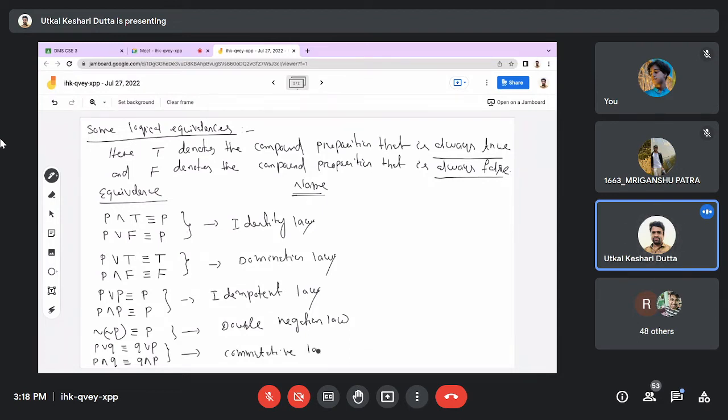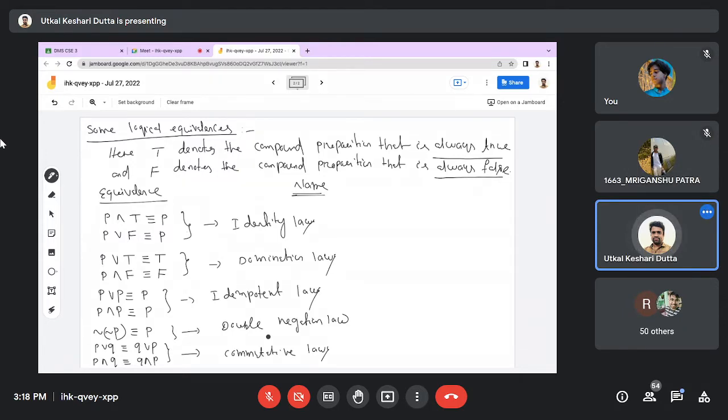Commutative laws. That means addition is commutative, multiplication is commutative, the same way disjunction is commutative and conjunction is commutative. But conditional is not commutative. P conditional Q is not the same as Q conditional P, that is different.